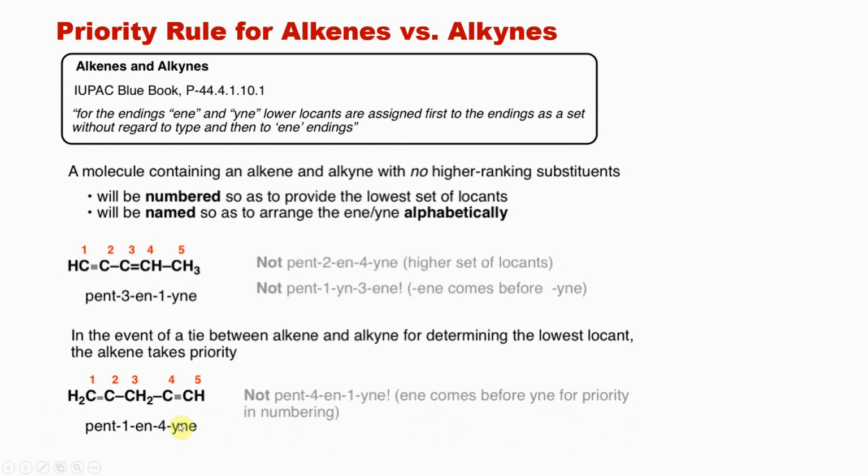If suppose both are at the same position, then I have to differentiate them. At that time I say my ene is more important than yne, alkene is more important than alkyne. Because going this way this gets 1, going that way that gets 1. Okay, so I do priority only when there is a tie.